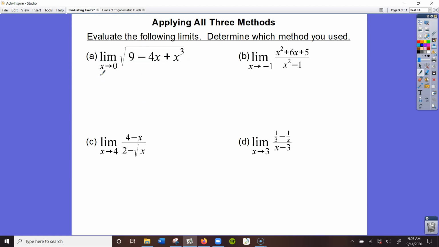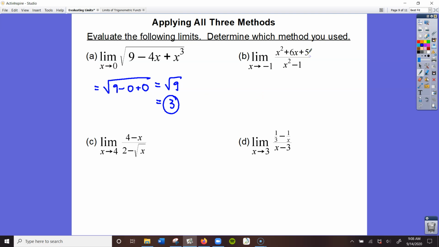If I were to plug in the limit as x is approaching 0, what I would get is square root of 9 minus 4 times 0 is 0 plus 0 cubed is 0. So I just get the square root of 9, which is equal to 3.